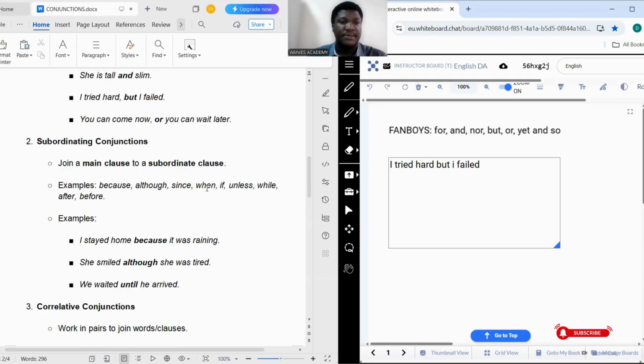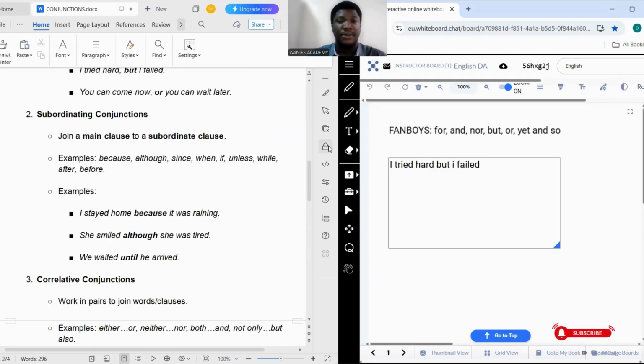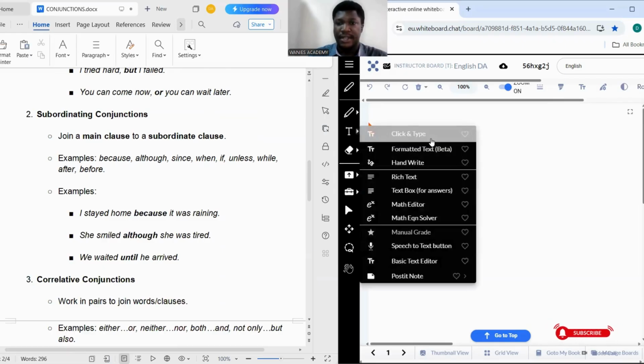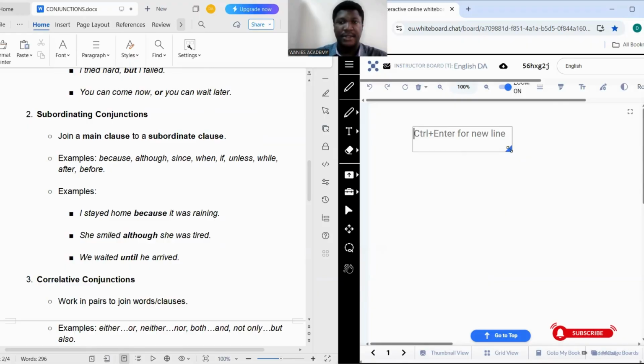Now, there are other types of conjunctions. Another one is subordinating conjunctions, which are used to join a main clause to a subordinate clause. Now, remember, a clause is a group of words with a finite verb that makes complete sense. There are two different types of clauses: the independent clause and the subordinate clause. A subordinating conjunction is used to join the main clause to the subordinate clause. Examples include because, although, since, when, if, unless, while, and before.